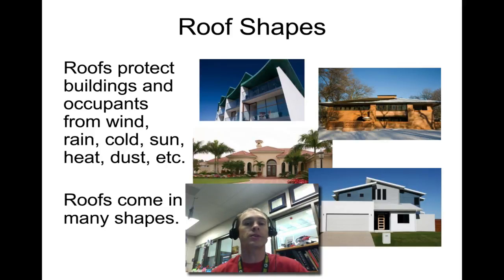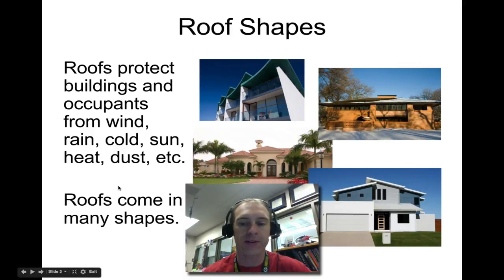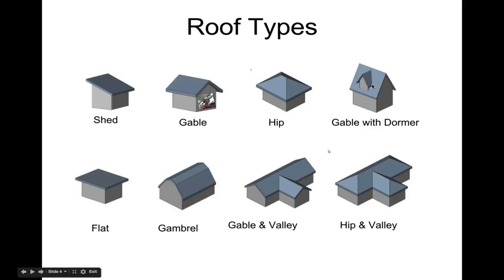So first of all, the purpose of them is just to protect occupants from weather, and they come in many different shapes. So this is one area where you may want to take a screenshot of this and then add this to your notes. You have shed roofs, the slanted gable comes up and down. A hip does not have this flat face, this large face of the side of the building. It comes down on all edges. This is a gable with dormer. The dormer is this piece that comes out right here. A flat roof, a gambrel roof, which is sometimes called a barn style.